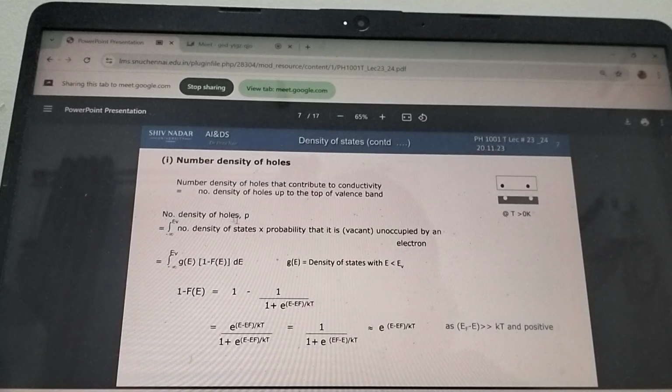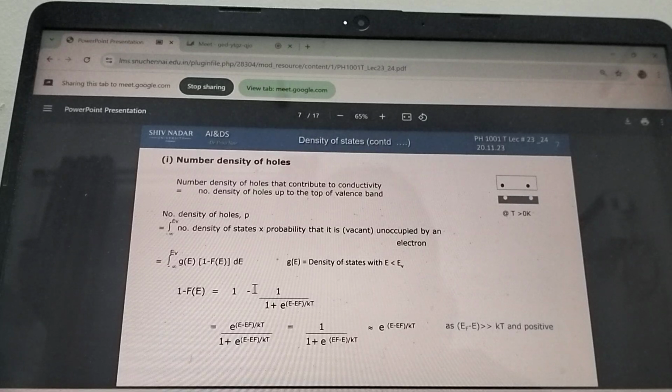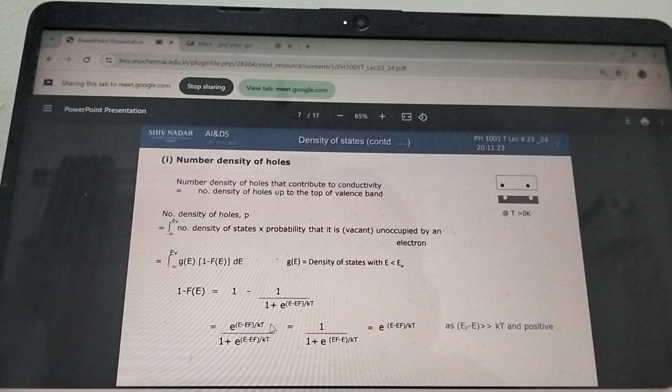Before starting the actual integration, let's find out what 1 minus f(E) would be. 1 minus 1 by 1 plus e raised to (E minus EF) upon kT. You take the LCM and perform the math, and you get this expression. Then you divide both the numerator and denominator by e raised to (E minus EF) by kT, and you get this term. Again, this exponential term is very high, so you ignore the 1. This is the final expression: you get e to the power (E minus EF) by kT. So this is just simple math.